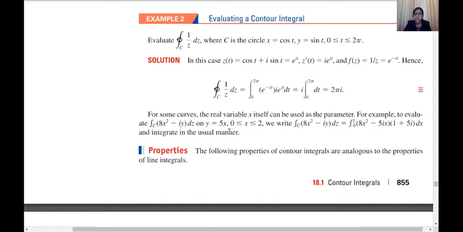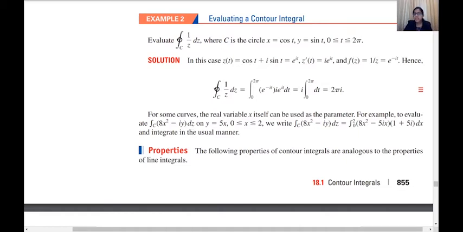Okay, so here instead of substituting the value of z, what we do is we substitute the value of y and make everything in terms of x, instead of making everything in terms of t. So here how will we do it? Here we'll substitute y = 5x. That is not a problem.